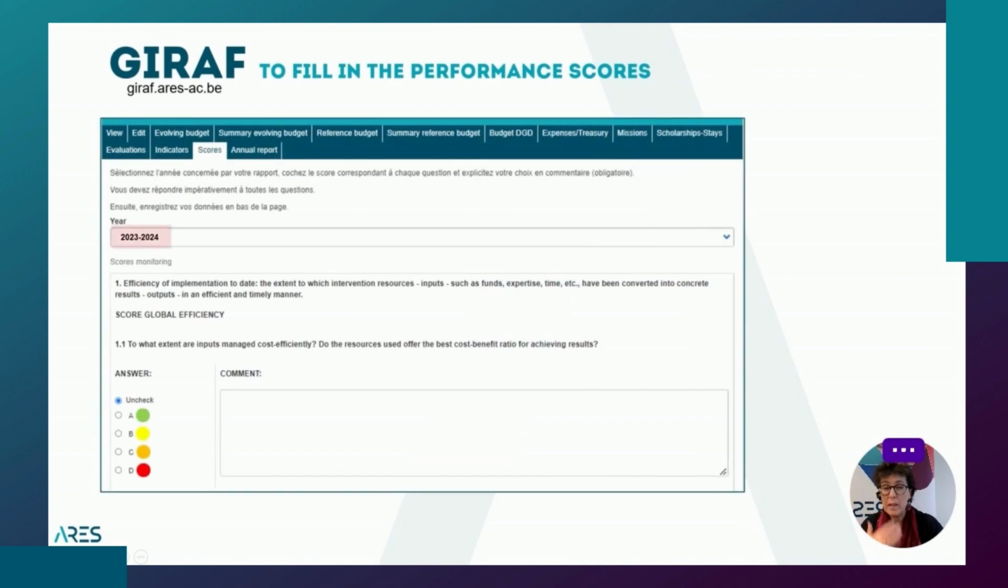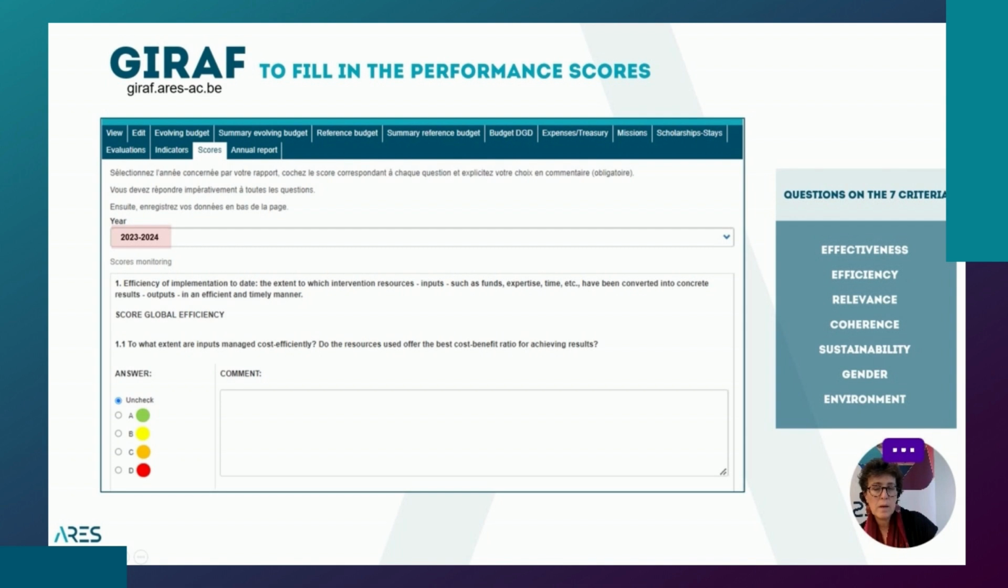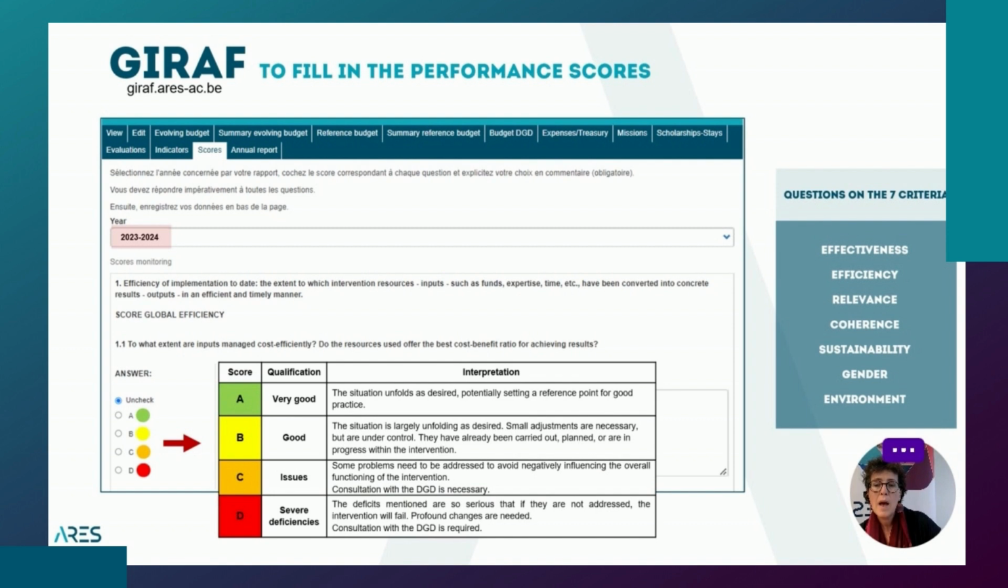So to fill in the scores, it's quite easy. Again, you choose the academic year of the report. You will see some questions. Sometimes you have only one question, sometimes you have sub-criteria and then sub-questions to answer. The questions are related to the 7 criteria, and you will have the score A, B, C, and D. What you must know is that A is very good. The situation unfolds as desired, potentially setting a reference point for good practice. So it's really good.